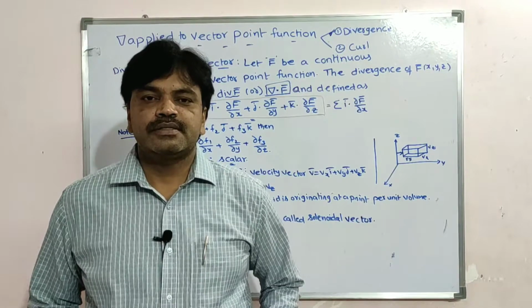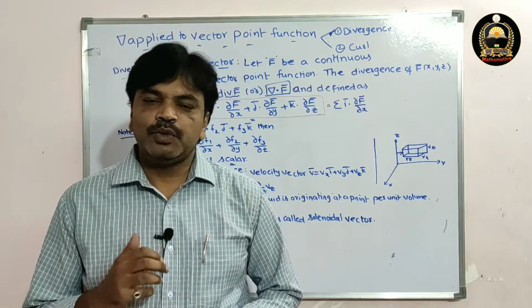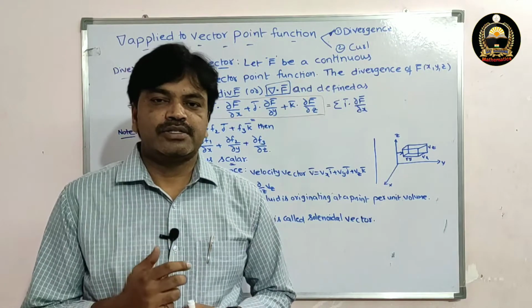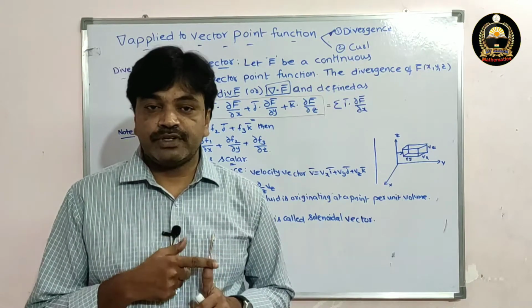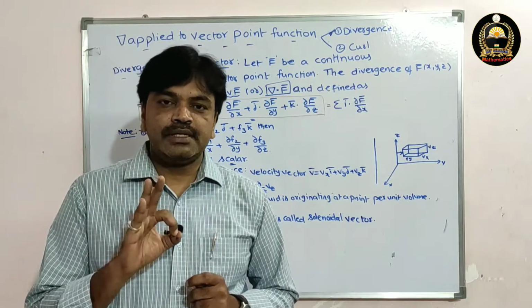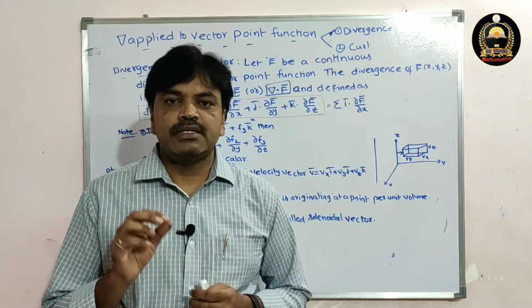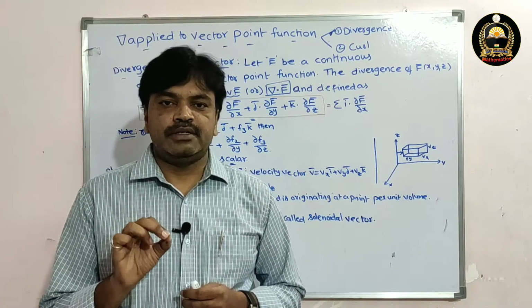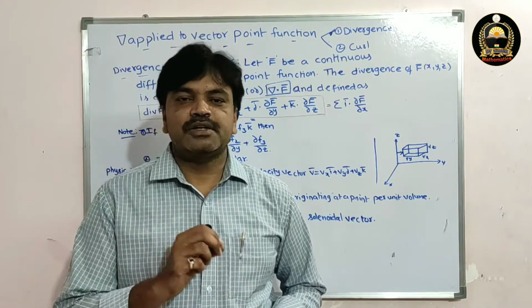Good morning friends. In this lecture I am going to discuss a new concept, students. In the concept we mainly discuss 3 points: first one is divergence, second one is physical interpretation of divergence, and third one is solenoidal vector. Let us see the concept, students.